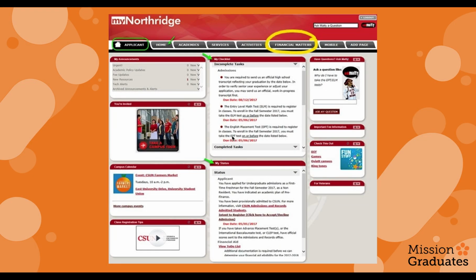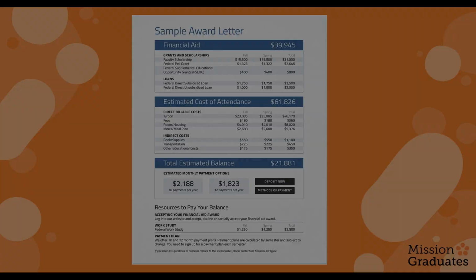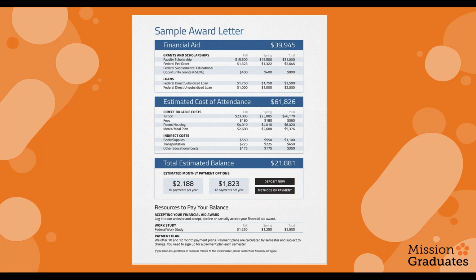Under the other platform, there's also a financial matters tab, and this should have something very similar, like view your financial aid or accept your awards. So you would click there, and financial matters is highlighted in yellow. So here is an example of an award letter.